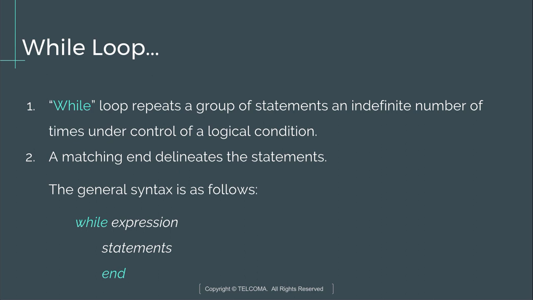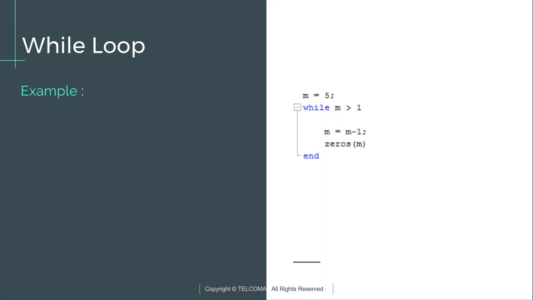Next is while loop. While loop repeats a group of statements an indefinite number of times under control of a logical condition. A matching end delineates the statements. The general syntax is while with some expression, then set of statements, then end that loop. So here is the example for while loop. M equals 5, while m is greater than 1, then m equals m minus 1, zeros of m, end. This loop will continue till the value of m becomes equal to 1 or less than 1.